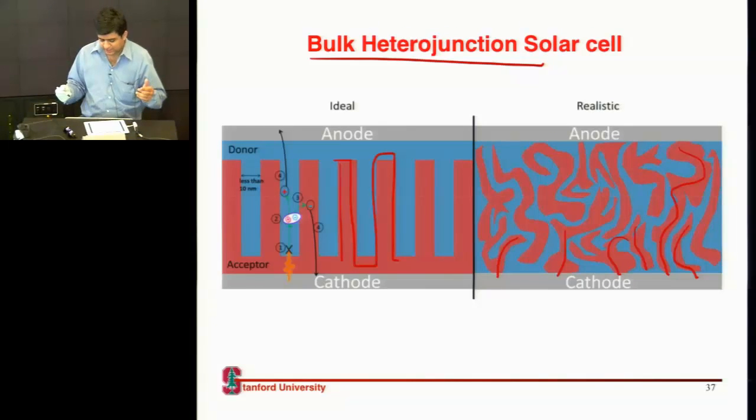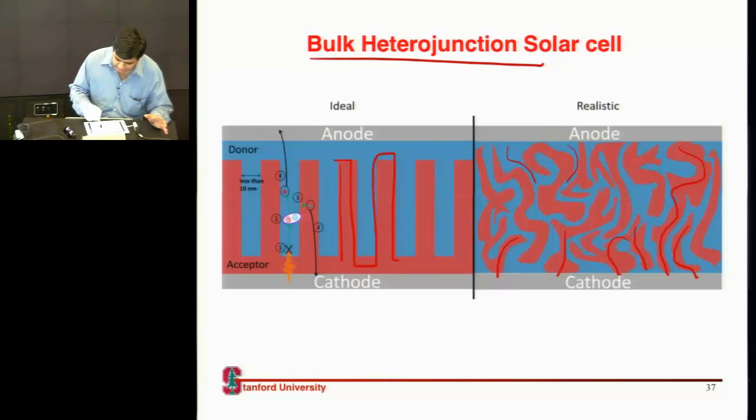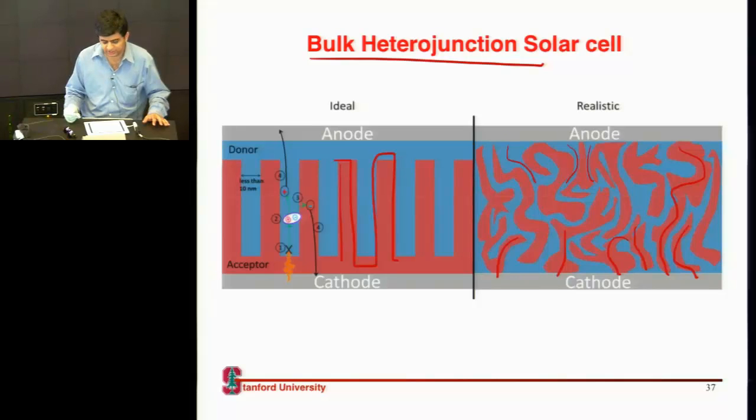And those which are islanding, which are not connecting to a contact, would be a complete waste, because I won't be able to extract those carriers. But for those which are making contact, whatever is generated over here will eventually get collected on this contact. So this is how it's actually done. You take these two materials, mix them, and heat in an oven to form what's called a bulk heterojunction.